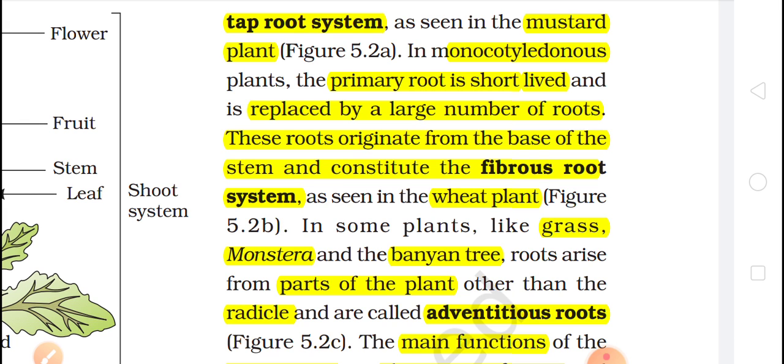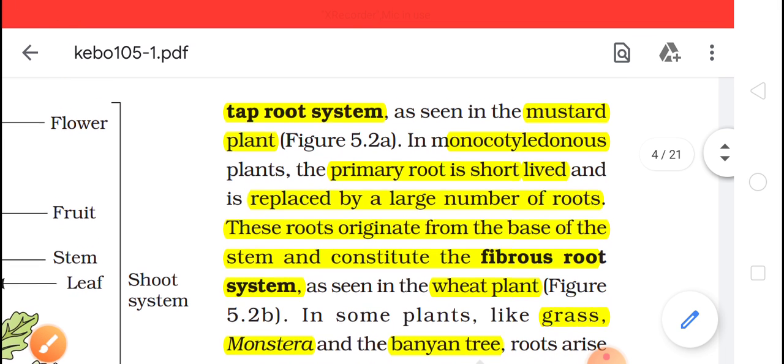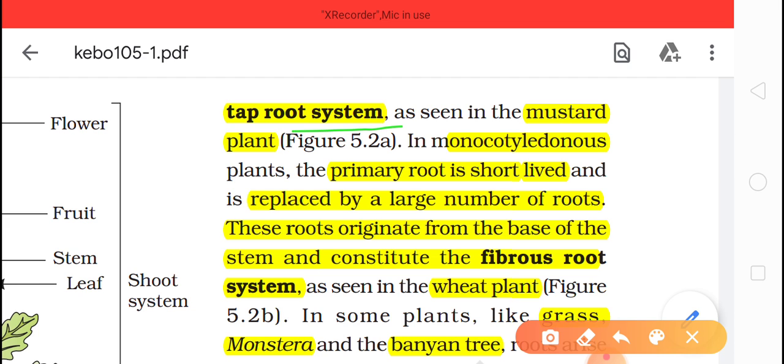The third system, that is fibrous root system. Fibrous is a thread-like structure. They arise from radicle, and we have seen that in many leguminous plants. About this, you see on your screen now. First of all, tap root system, seen in the mustard.